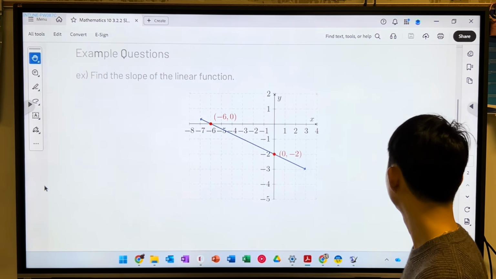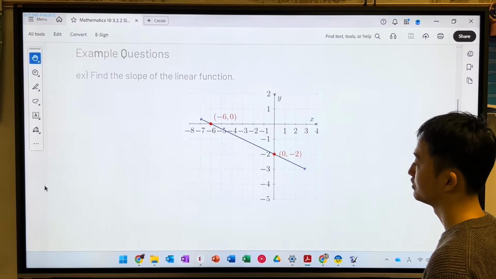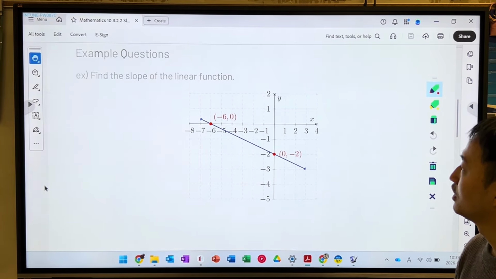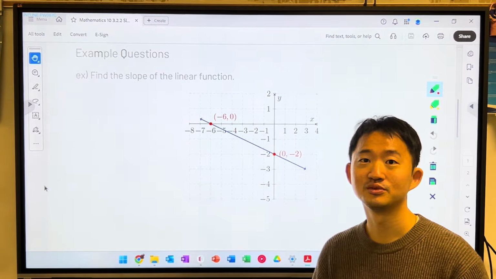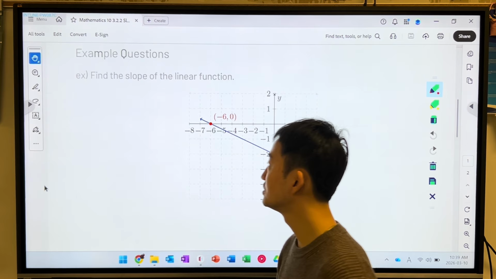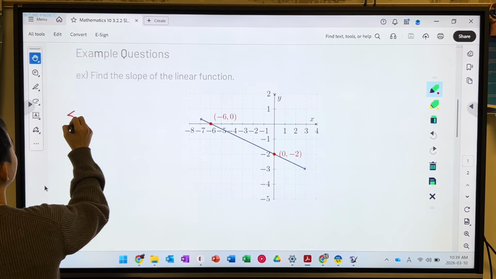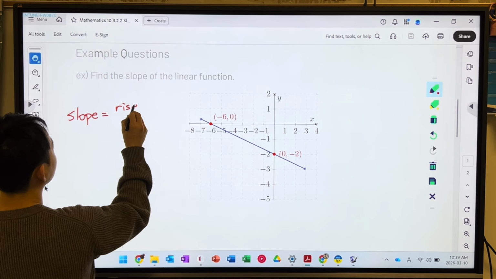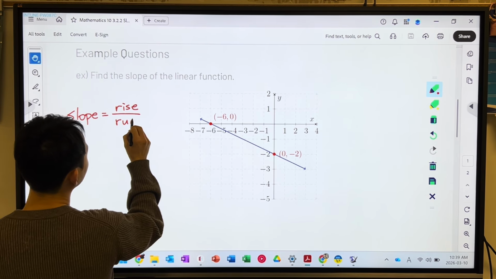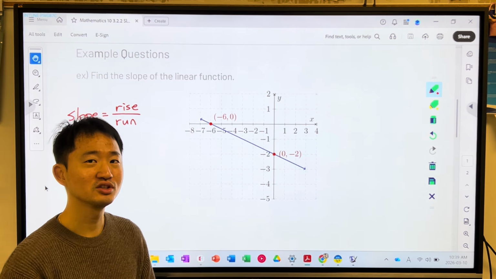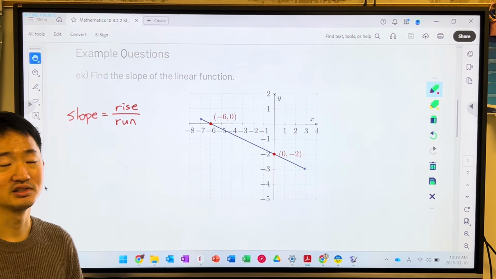Let's try the first example question. Find the slope of the linear function. Well, in order to find the slope of a line, we need to understand what the slope means. The slope is defined as the rise over run. So if I know how much I rise by and how much I run by, I can find the slope.